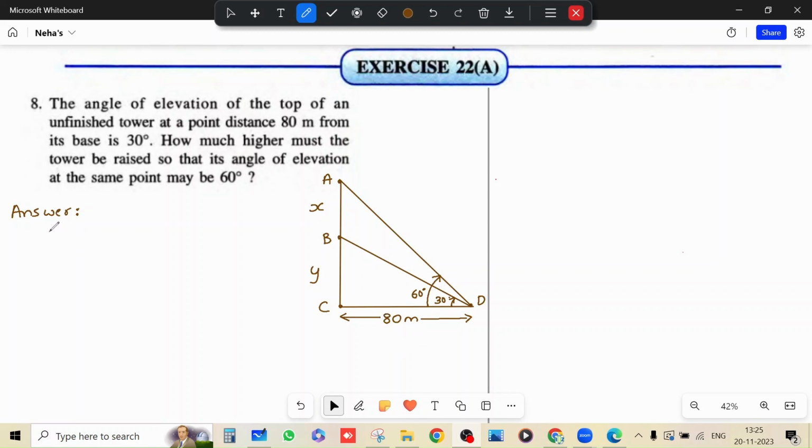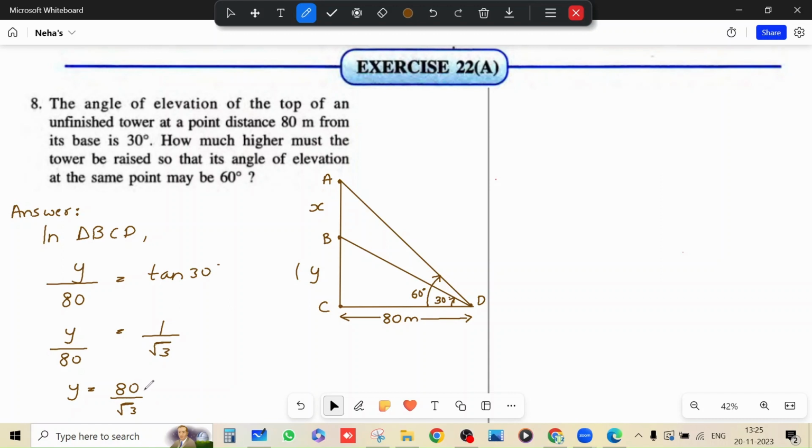So let us consider triangle BCD. We know that BC upon CD is equal to tan 30 degrees. BC we have considered as y, and the value of CD is given as 80, and this is equal to tan 30 degrees. Now we know that the value of tan 30 degrees is 1 by root 3. So the value of y is equal to 80 divided by root 3.